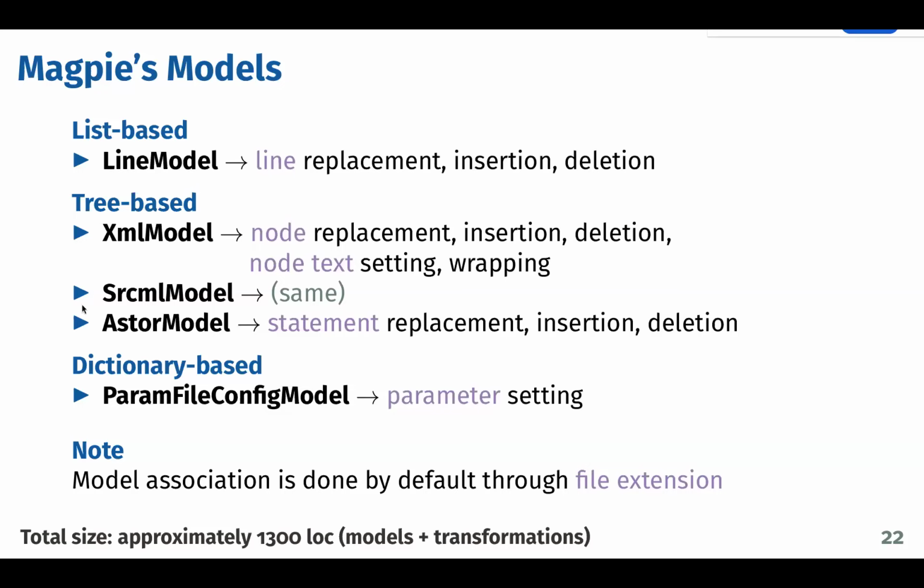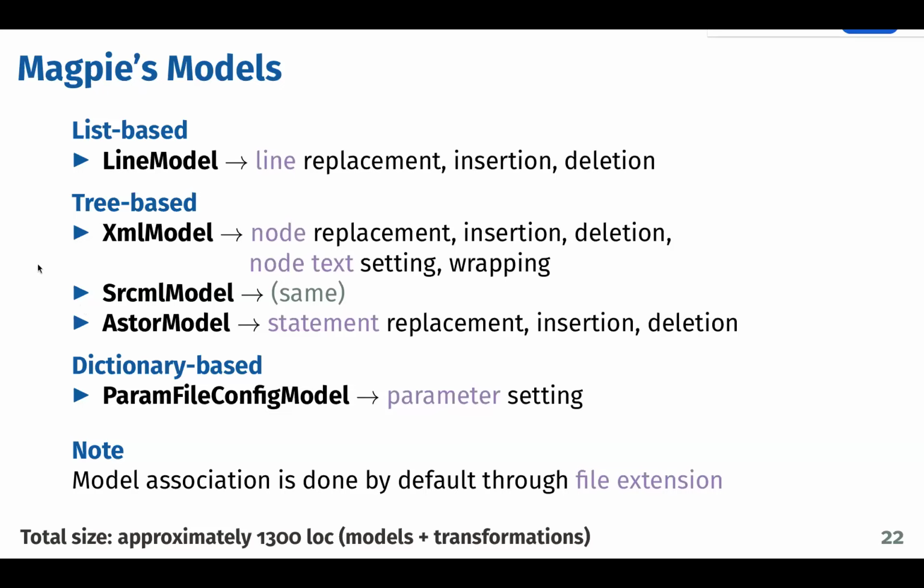So on the components that Magpie provides, it provides 3 types of models. One which is based on a list, which is simply you take the file, you split at new lines, and that's your list of lines. And you can do line replacements on that model. You can insert lines or delete lines. It provides 2 types of models which are based on trees.